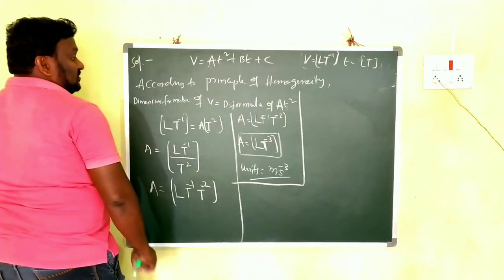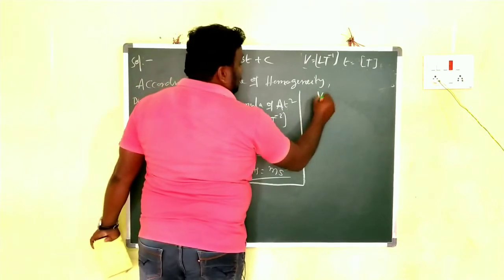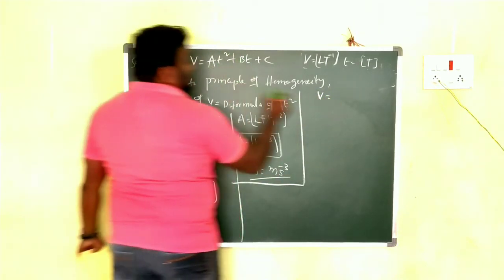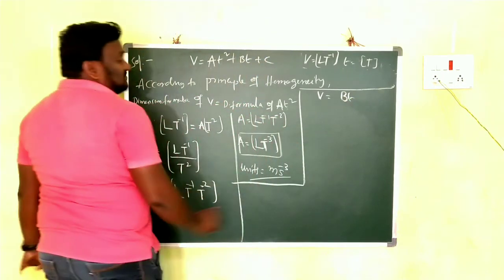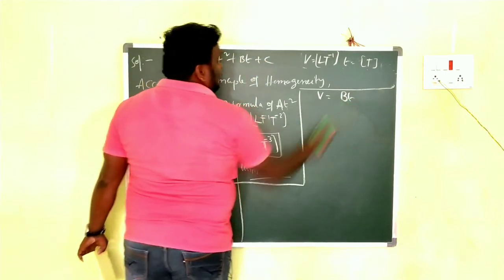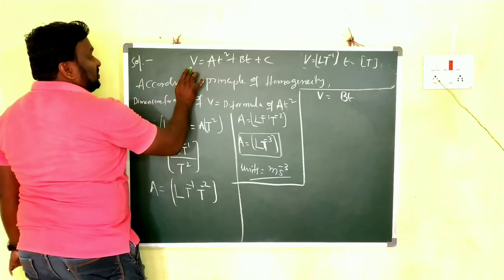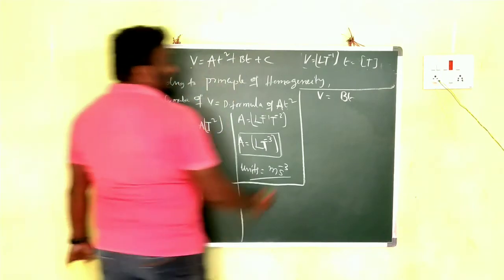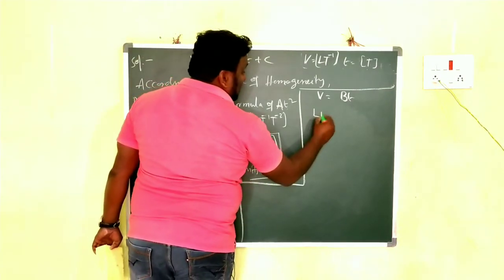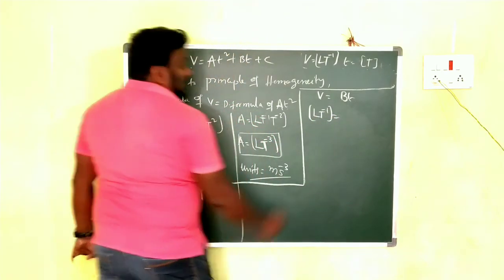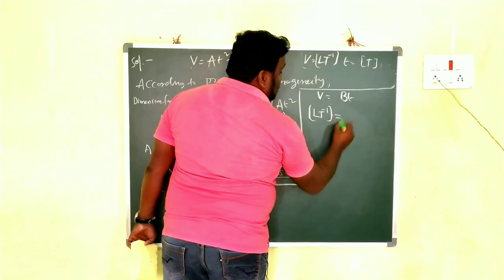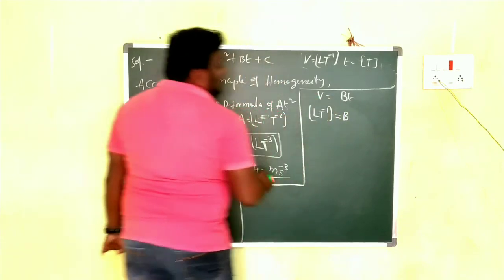Next one is the dimension formula of V equals the dimension formula of BT. Simply we are writing V equals BT. That means the dimension formula of A equals the dimension formula of B. Then here, children, LT inverse 1 is the dimension formula of V, and here B is the constant. We have to find out the dimension formula of that.